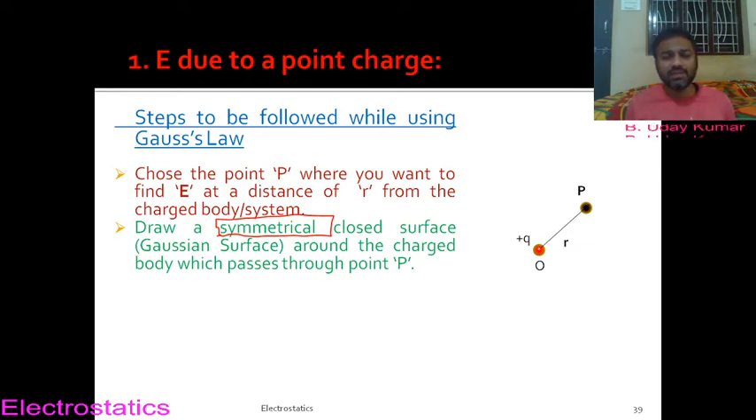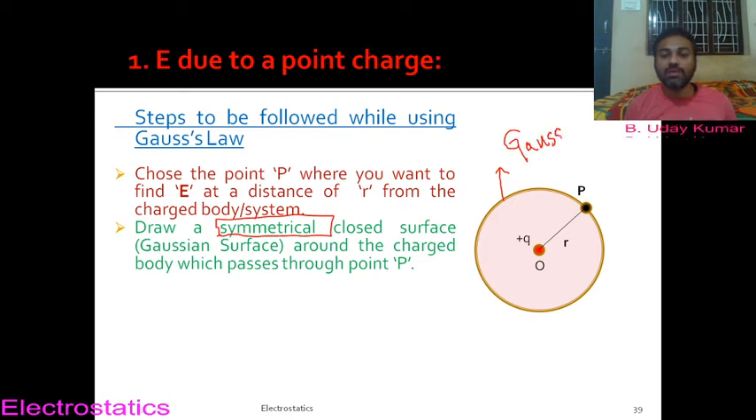For that reason, we construct a symmetrical closed surface here, and in this case this will be a sphere, not a circle. Please remember, because plus Q is present in some space, right? And point P you can choose anywhere around it, and whatever closed surface you construct here becomes a sphere, which is a symmetrical one. So this is the Gaussian surface that I have constructed.